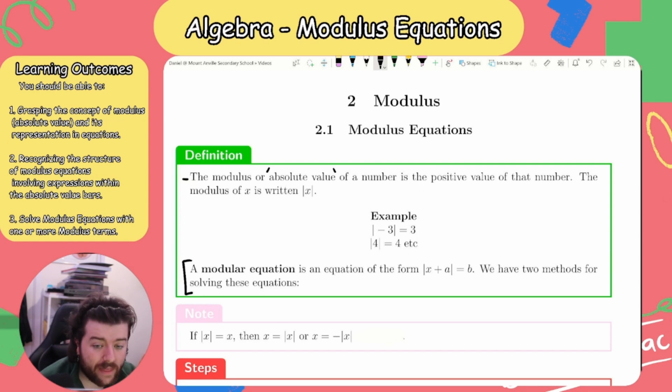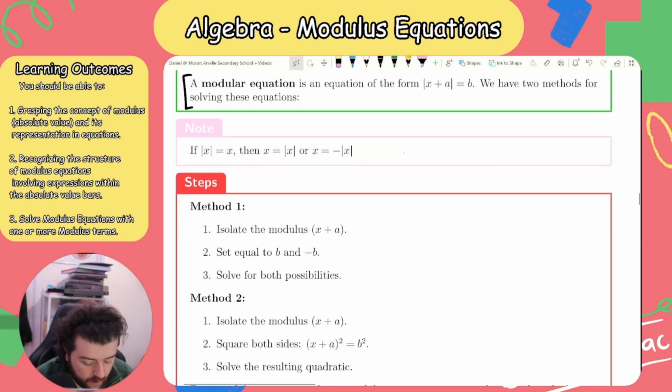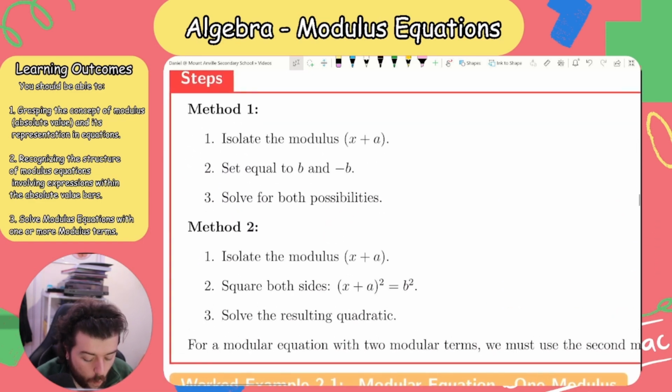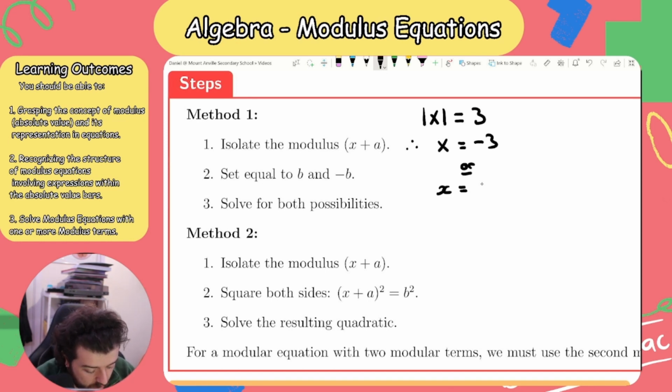We have two methods for solving these equations. Method one only works if I have one modulus. I isolate the modulus, the thing in my brackets, and I let it equal plus b and I let it equal minus b. So for example, if I have the modulus of x is equal to 3, therefore x has to equal -3, or x has to equal positive 3. Within my modulus, it has to equal -3 or 3. They're the only ways I can get 3.